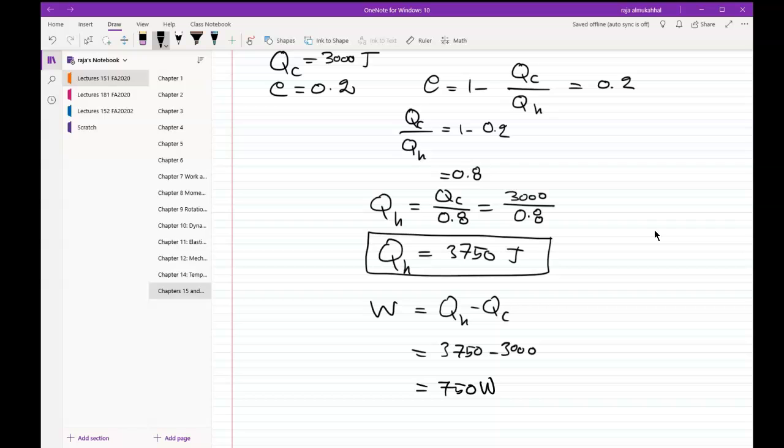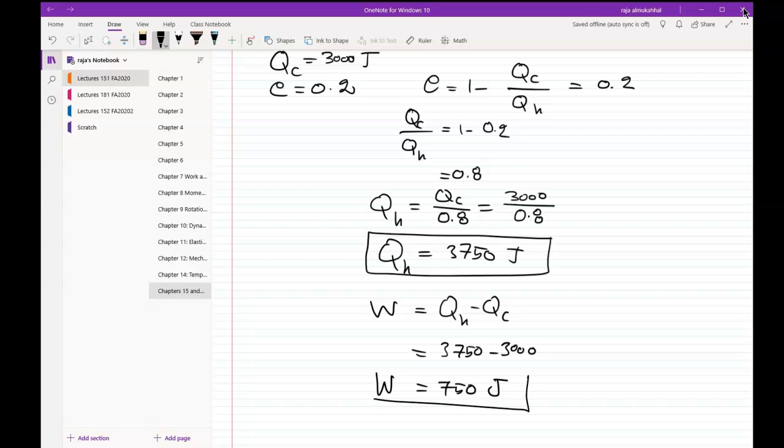I'm trying to erase it again. It's not working. Sorry. Oh, it worked by itself. I didn't touch it. I think I need to restart the whole computer maybe. Anyway, joule right here. There we go.